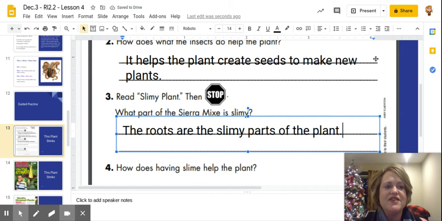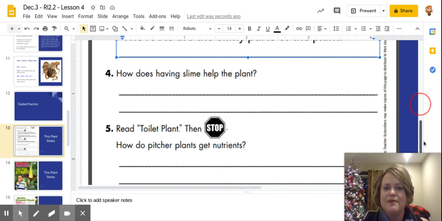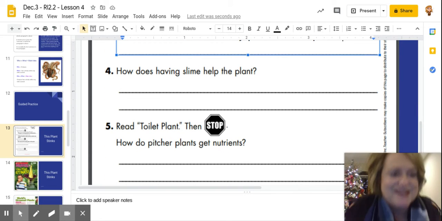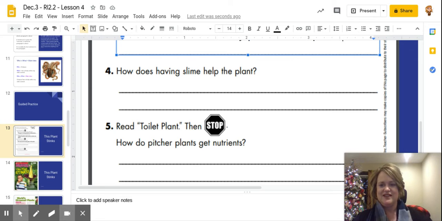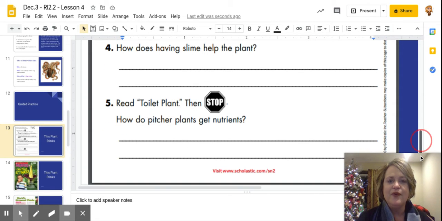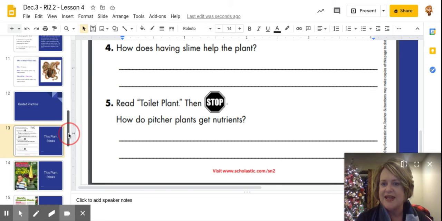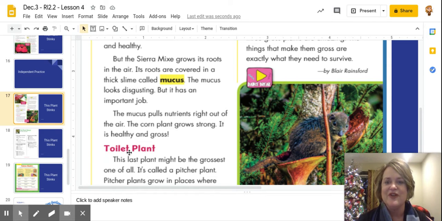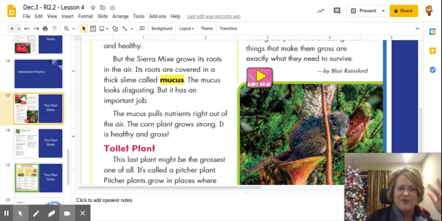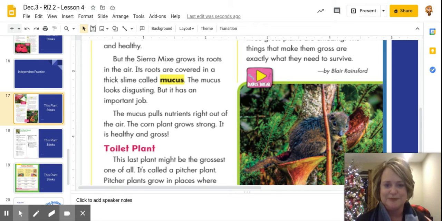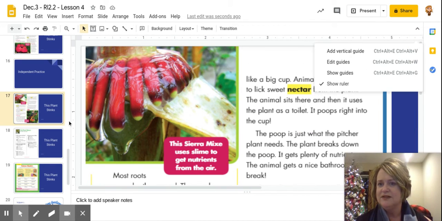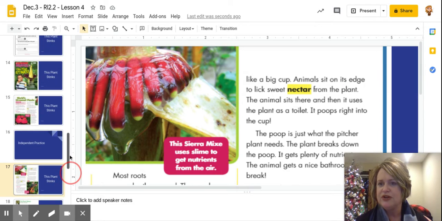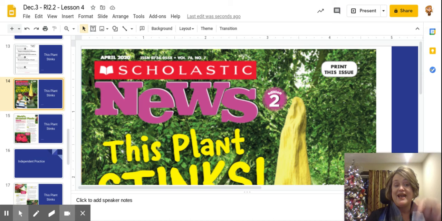All right, awesome. So the next questions, number 4 and 5, we will talk about when we join back together to finish reading this together. Now, before we meet, if you have time, go ahead and pull up your independent practice and finish reading that. Finish reading this section. There's one called the toilet plant. I can't wait for you to read about that. But before we leave together, I want us to talk about what you think our main idea is. Do you think our main idea, which we talked about earlier, could be plants that stink?